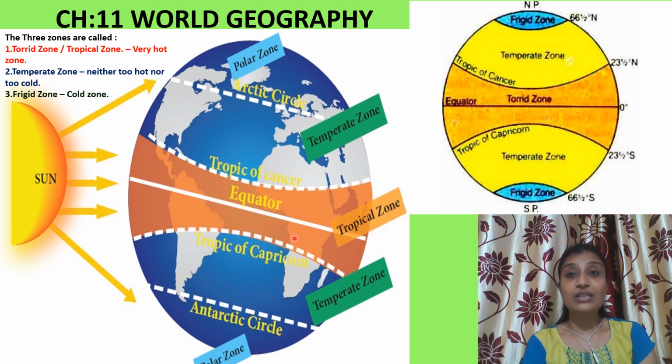So, which are the three zones, children? The torrid or the tropical zone, which is very hot. The temperate zone, it is neither too hot nor too cold. And the frigid zone, it's the very coldest zone. Today we are going to study about the factors that affect the climate in these regions.